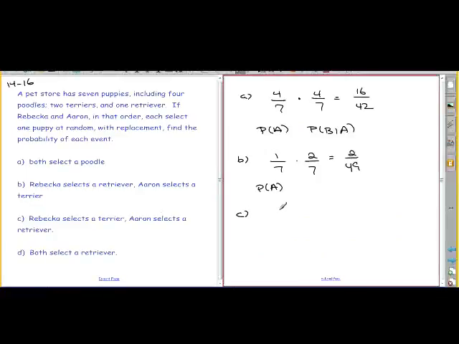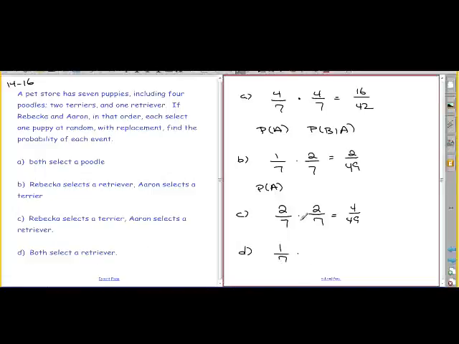The third one would be Rebecca selecting a terrier. So there are 2 terriers out of 7. And again, we replace the terriers so that instead of only having 1 terrier to choose from, we have 2 terriers. And we have 7 dogs. So you get 4 out of 49 probability.